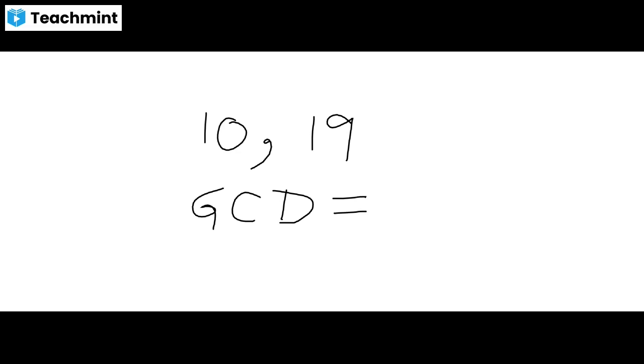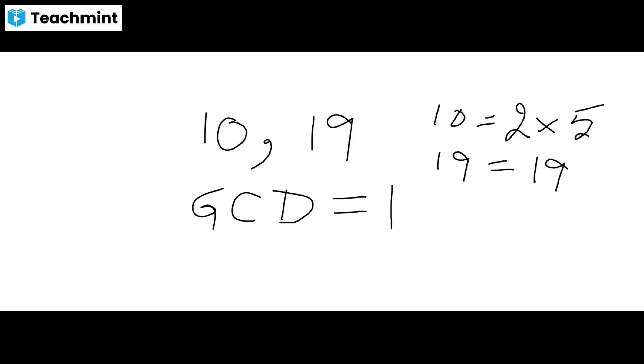What about others? We have seen 10 can be written as 2 into 5, whereas 19 can be written as 1 into 19 or simply 19. We cannot factorize more than that. So in such case, the GCD is 1.